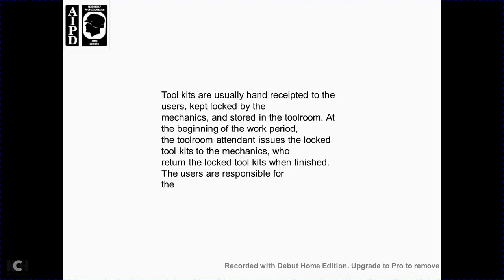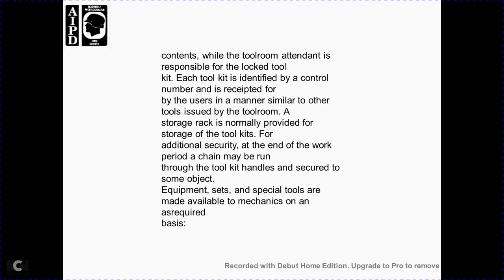Toolkits are usually hand receipted to the user, kept locked, and stored in the tool room. At the beginning of the work period, the tool room attendant issues the locked toolkit to the mechanics, who return the kit when finished. Users are responsible for the contents of the toolkit, and the tool room attendant is responsible for the locked tool kit, with each tool identified with the control number.